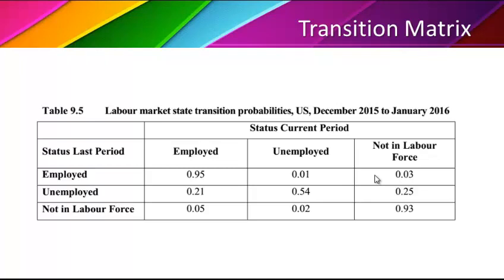Then there were those not in the labor force. About 5% of these people became employed. These are people who are either not active, or discouraged workers, or something else. 5% of these became employed, and 2% of them became unemployed, which means that they entered the labor force. They started looking for jobs, but they didn't find any. And 93% of them remained not in the labor force. These were retired people, they remained retired.